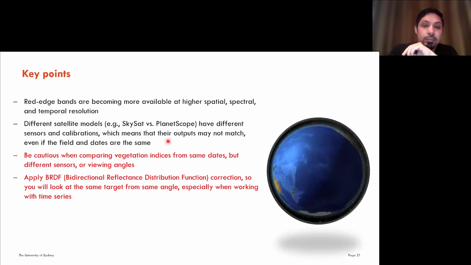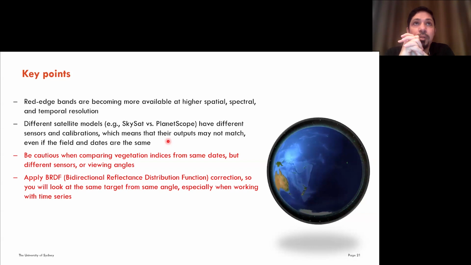So the key points from this: you can see that the red edge bands are becoming more available at higher spatial, spectral, and temporal resolutions. And different satellite models have different sensor calibration. So the output should be different because of the different specifications, even if the dates are the same.